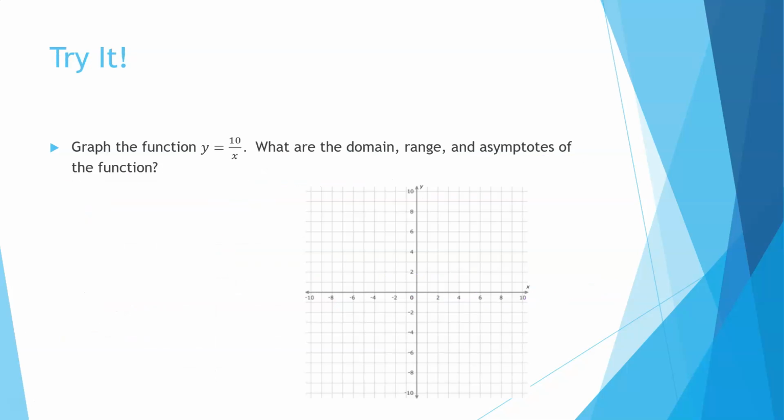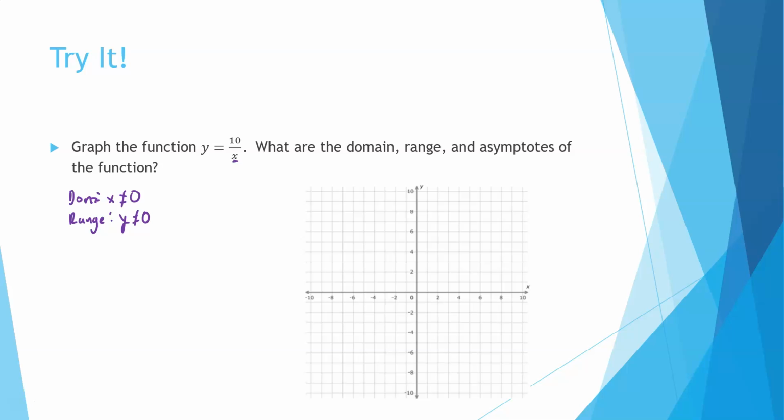Now every once in a while, you're going to see that number on top change. So if we changed it to 10 over x instead of 1 over x, we can still think about our domain. Nothing's going to change the domain and range. I still can't divide by 0, so my domain is still that x can't equal 0. My range is still that y can't equal 0.